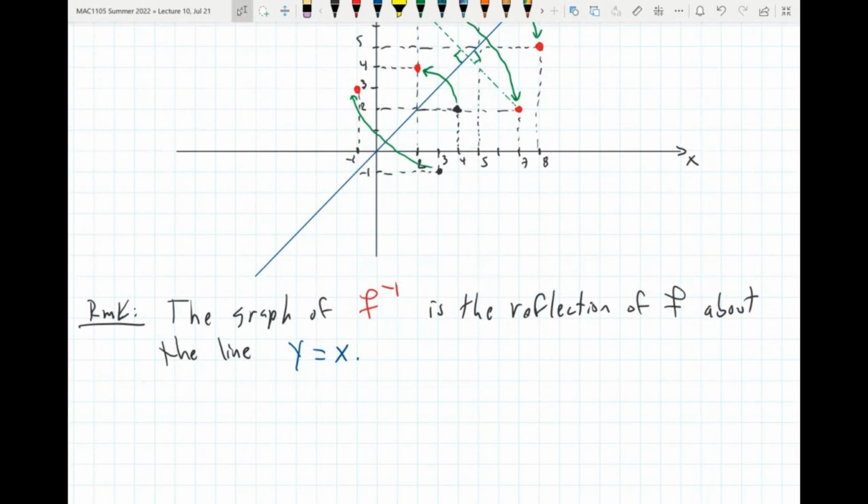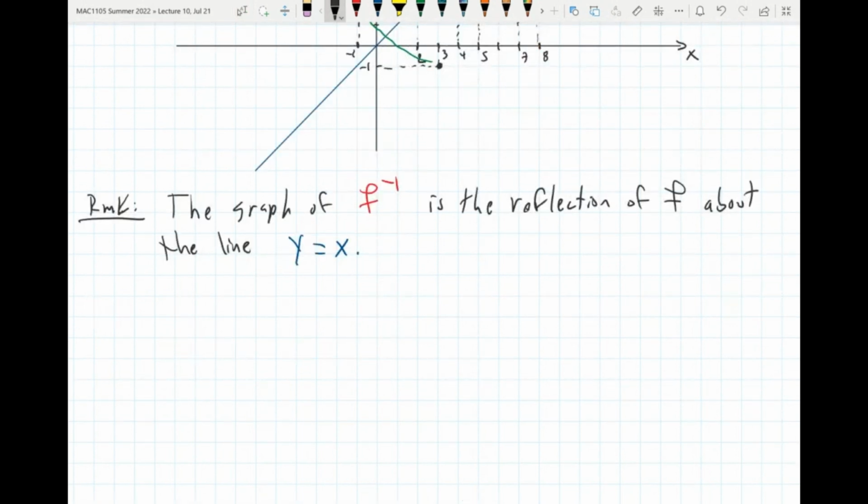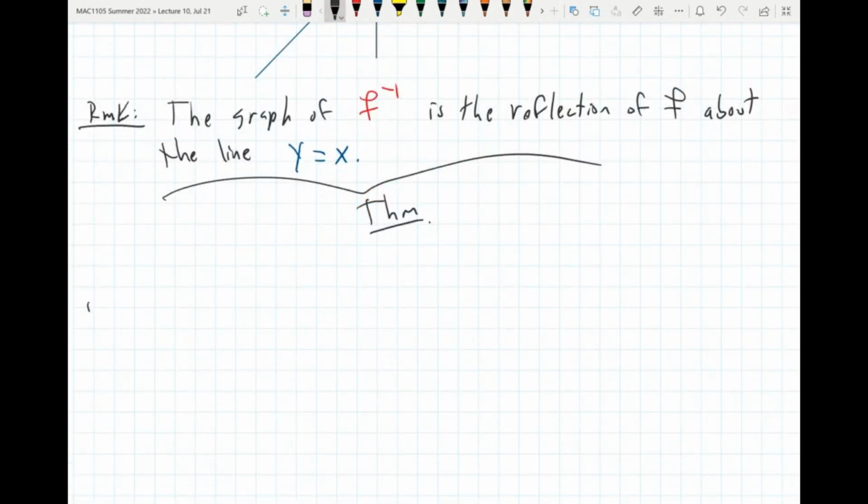And in fact, this is not just true for this example, this is true in general. This is a theorem. So if you know the graph of a function, and you want to know how its inverse looks, you draw the line y equal x, and reflect. So this is really a theorem. Okay, so let me do another example.